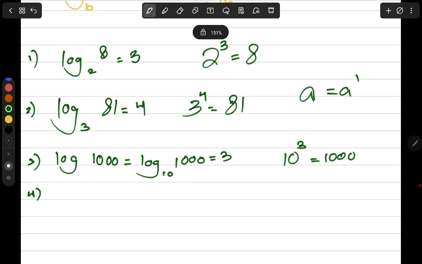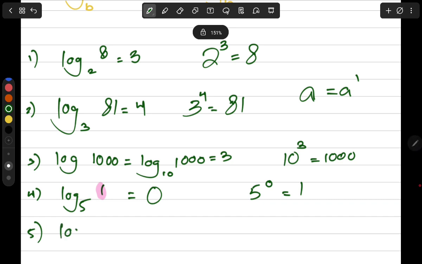Now the fourth example: if I write down log 1 base 5, this means what must 5 be raised to in order to produce a 1? That is going to be 0. Therefore, whenever you have 1 as the argument of a logarithm, you are going to have an output of 0. And this one appears surprisingly quite often.